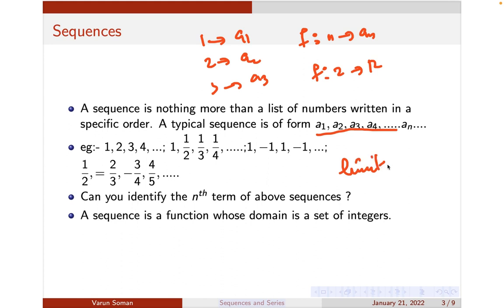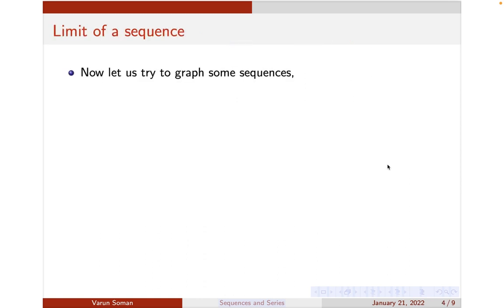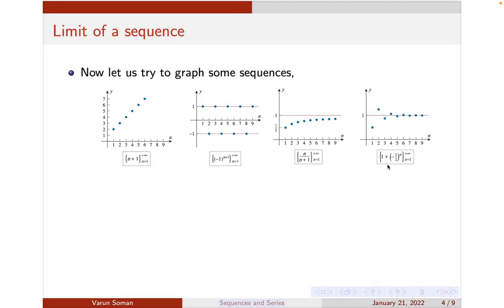We'll talk of that shortly. So before that, let us try to graph some sequences. Let us give a sequence, and we'll try to just draw the graph of that sequence. Look at these examples here.